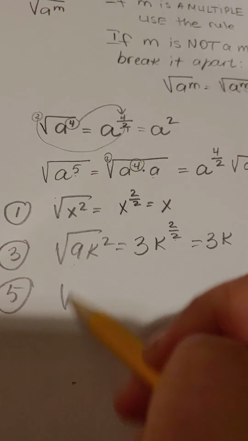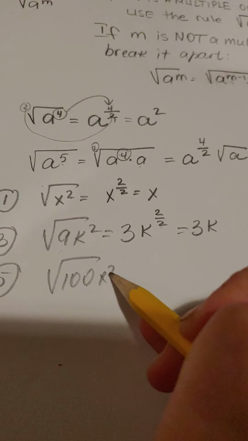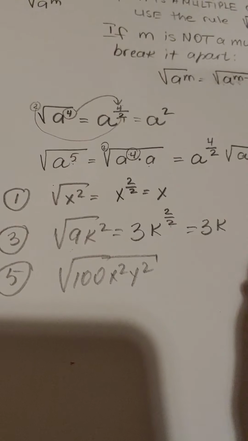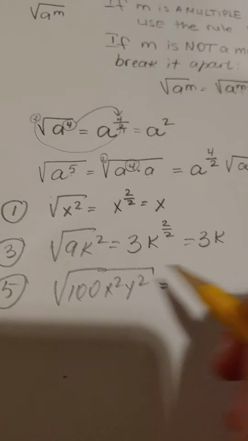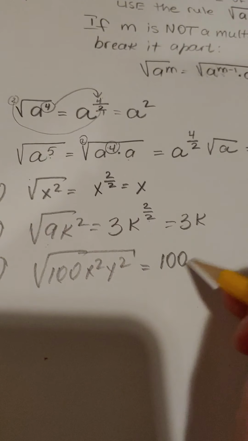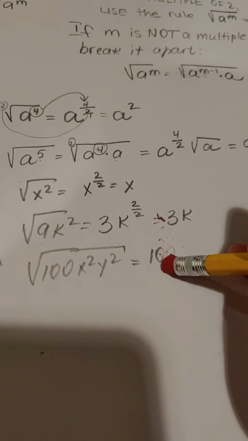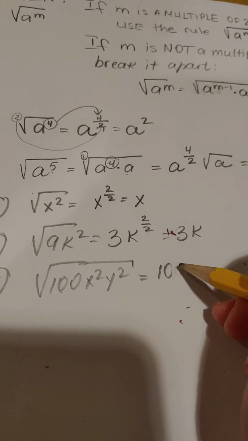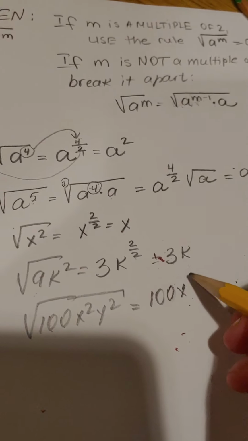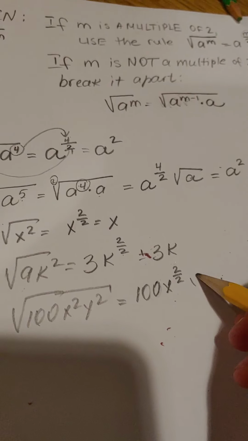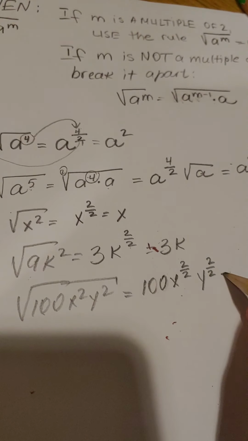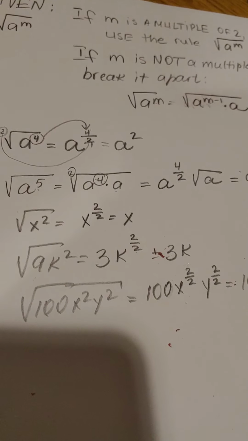Number 5, square root of 100 x squared y squared, and everything is under the square root. Square root of 100 is 10. I said 10 and I wrote down 100. So it's 10 x to the power 2 over 2, y 2 over 2. So the final answer is 100.